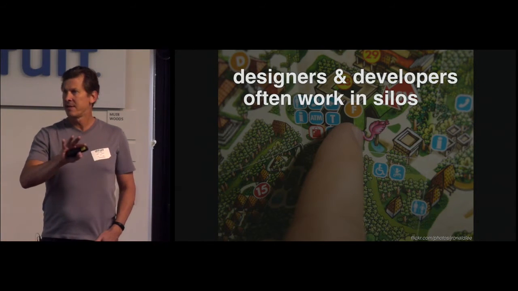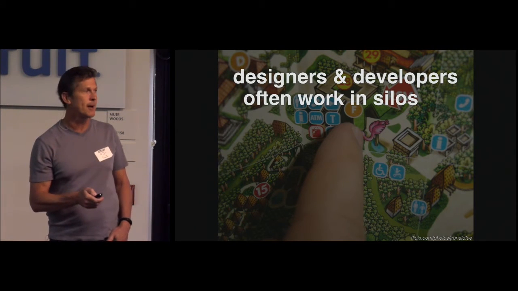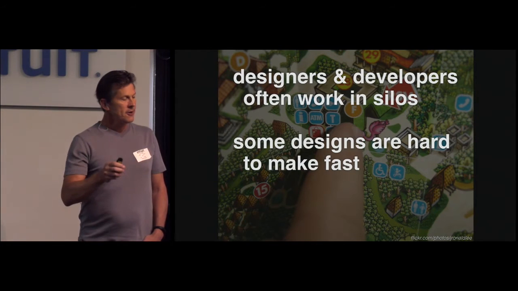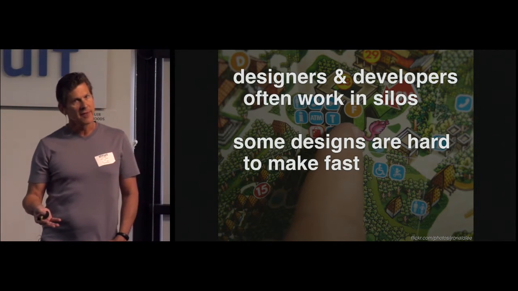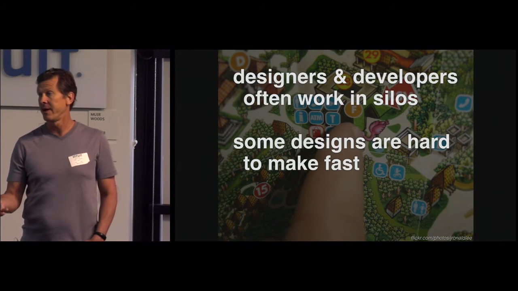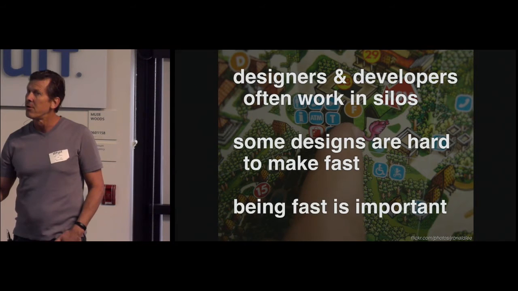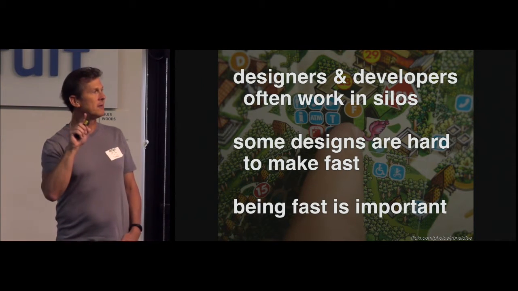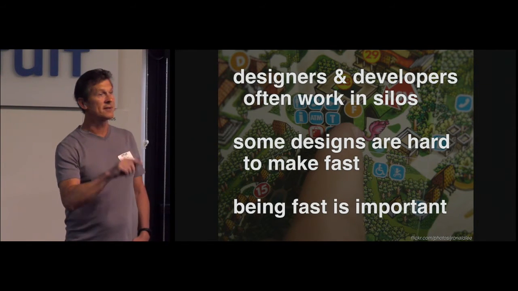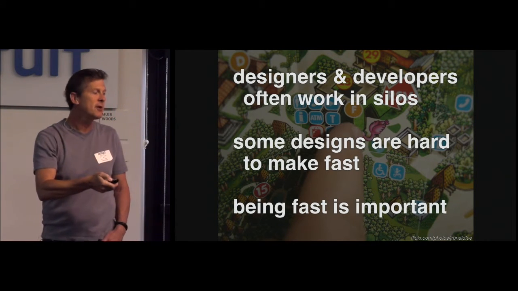We know that in some companies, designers and developers work in silos, right? And that sometimes the result of that is we come up with designs that are going to be hard to implement so that the user experience is fast. And yet we know that speed is important for business success. So we have a contradiction here. What can we do about that?